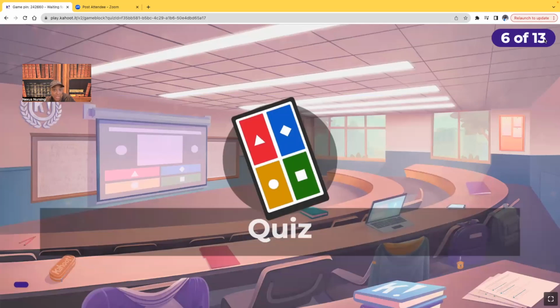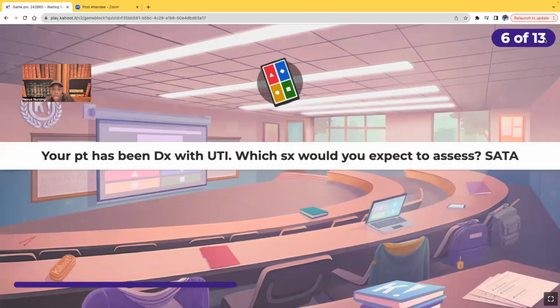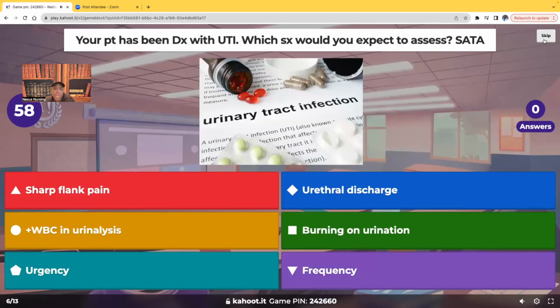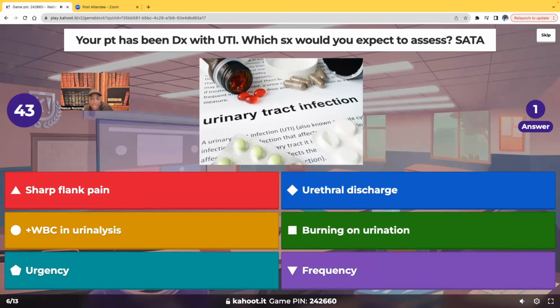All right, select all that apply. Your patient's been diagnosed with a urinary tract infection. Which symptoms would you expect to assess in this type of patient? So here are your options. Let me move this for you. Sharp flank pain, urethral discharge, WBCs in the urine upon urinalysis, burning on urination, urgency, frequency. Which symptoms would you expect to see in the patient with a UTI?